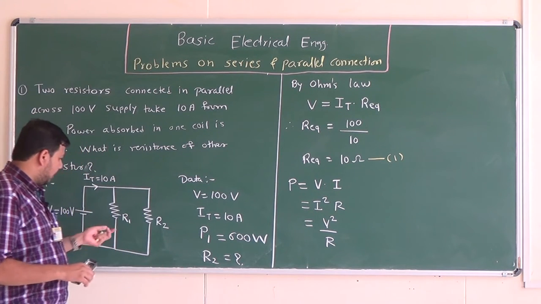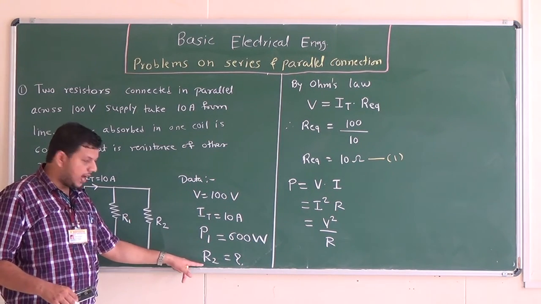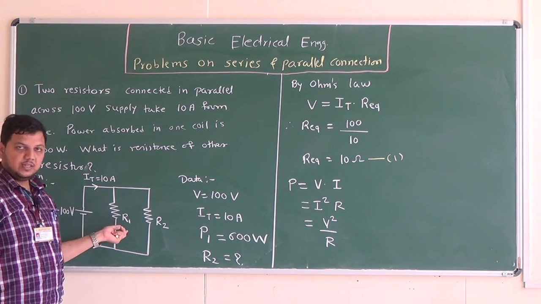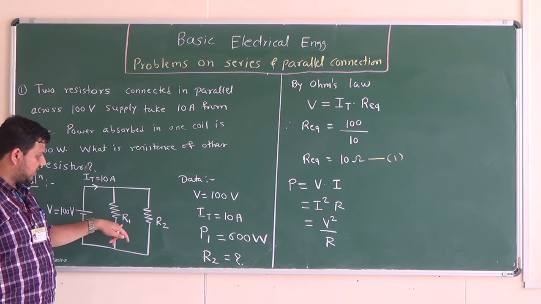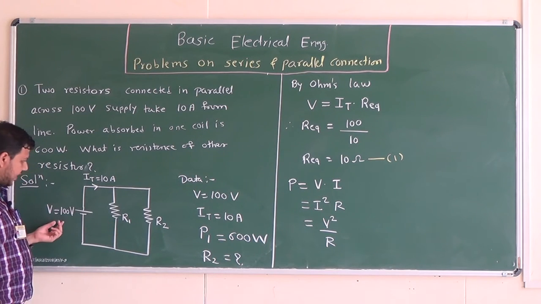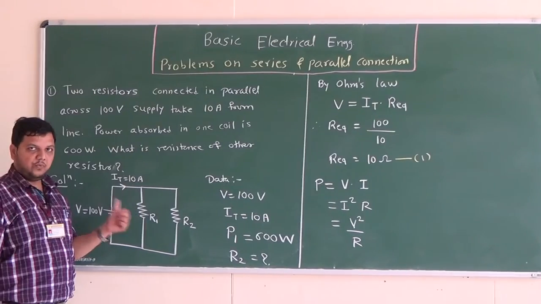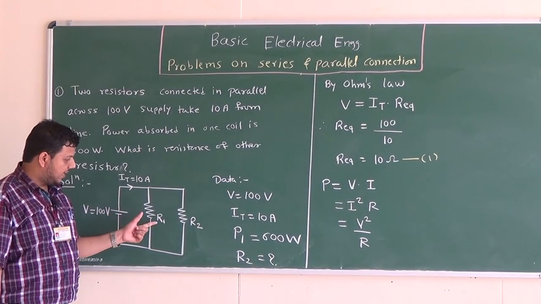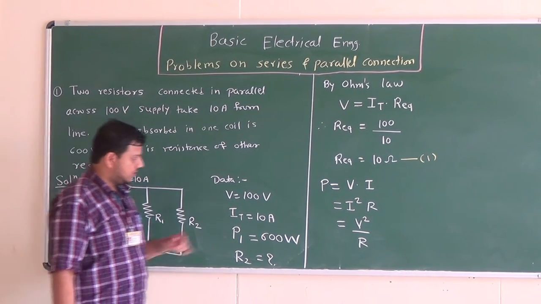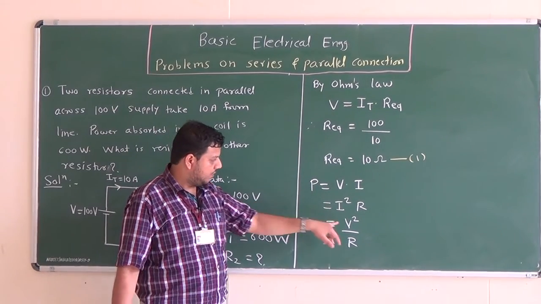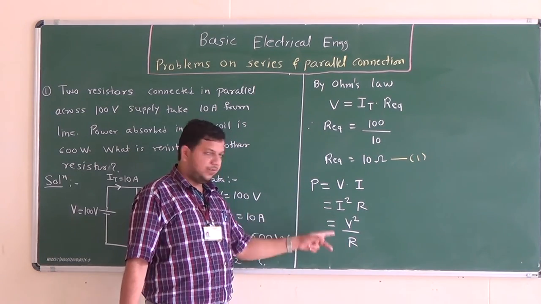Here, we cannot determine R2 directly without determining R1. So first we should determine this resistance R1. How to determine R1? We know the total voltage across the resistor, 100 volt, and we know the power consumed by the resistor, meaning V is known, P is known, and we have to determine R. Which formula can we use? As you can see, P, V and R, so we can use the third formula, P equal to V square by R.